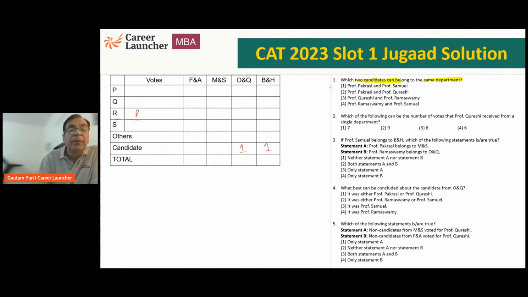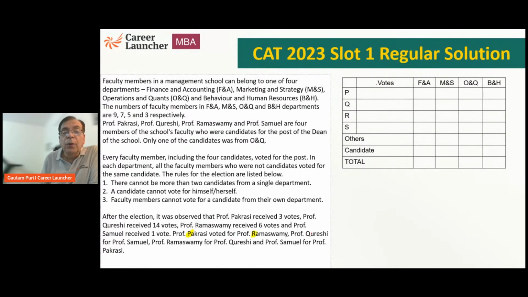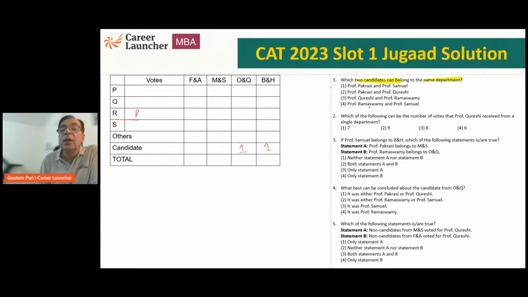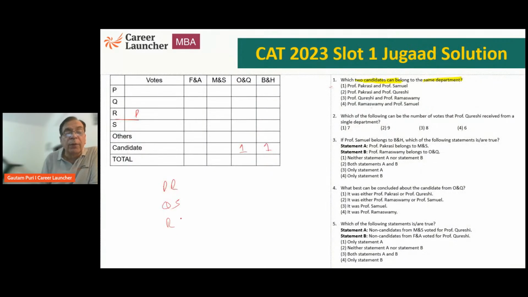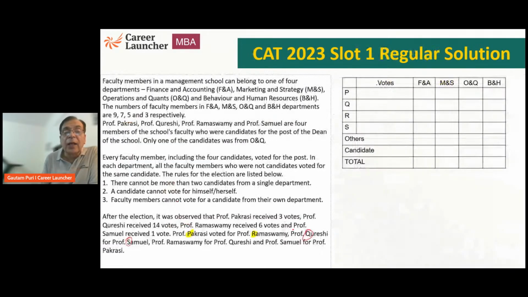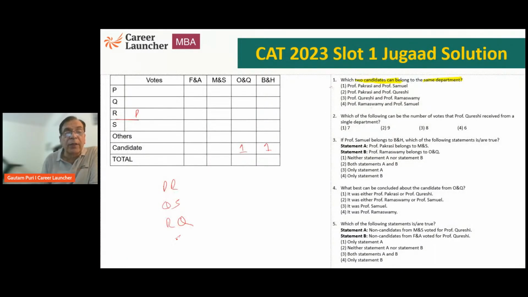Okay. What's the next one? Professor Q voted for Samuel. That means Q and S cannot be from the same department. So first of all, PR cannot be the same department. QS cannot be the same department. Then Ramaswamy voted for Qureshi. So RQ also cannot be from the same department. And the last one is Samuel for Prakashi. So PS cannot be the same department, or SP.